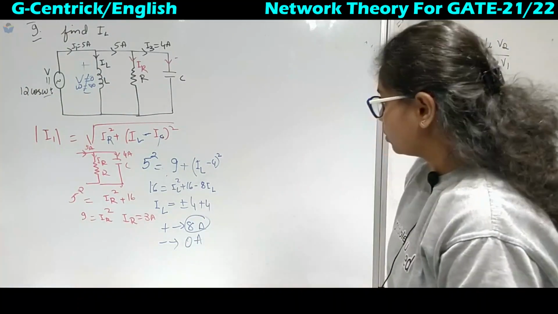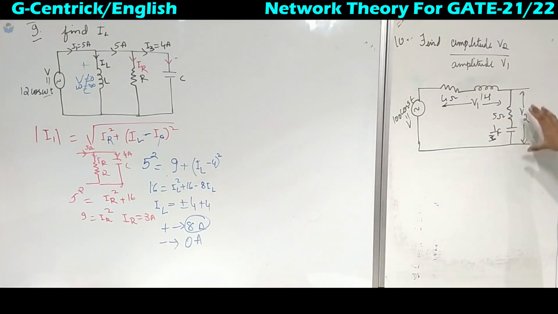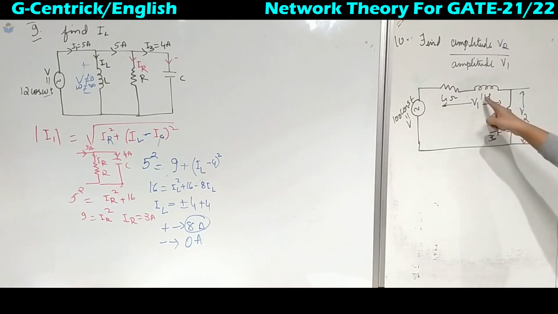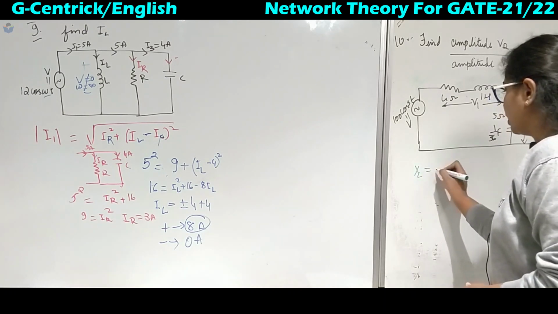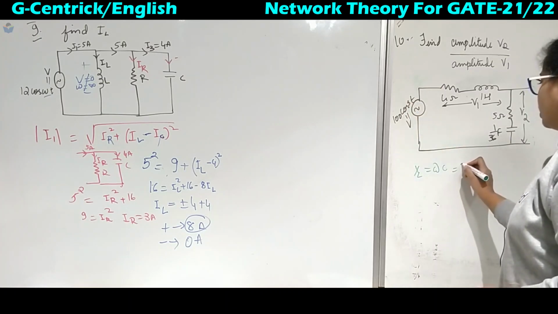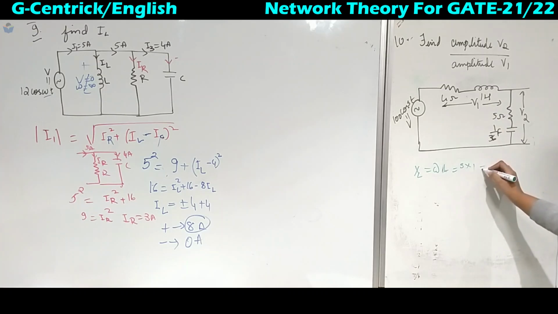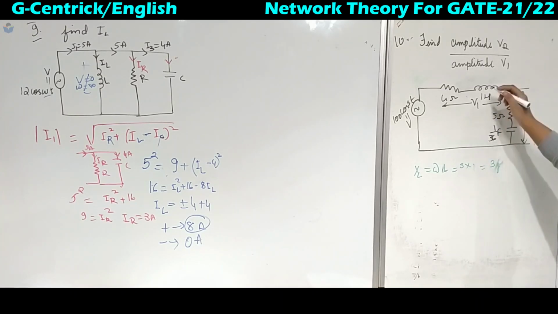Now here we have to find V2 upon V1, but check if the inductor and capacitor values are in ohmic. No, they are in Henry and Farad. So first we will convert them into ohmic values. XL is omega L, and here omega is 3 and L is 1, so it will turn into 3J.